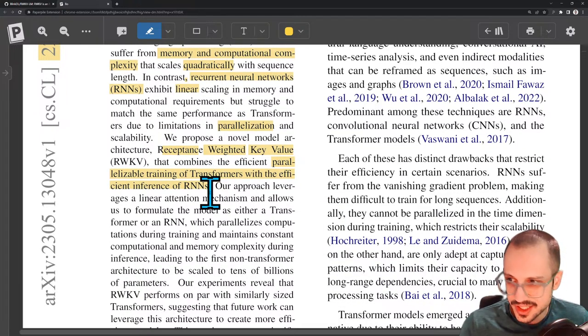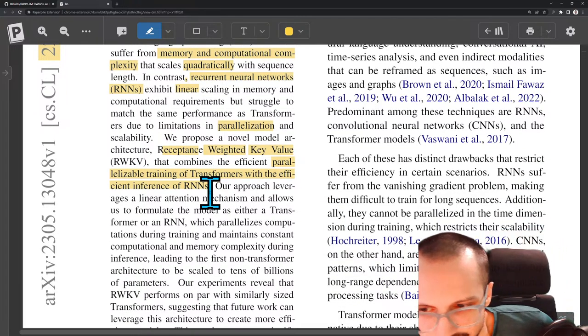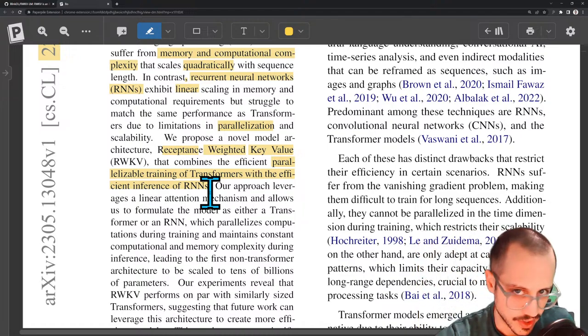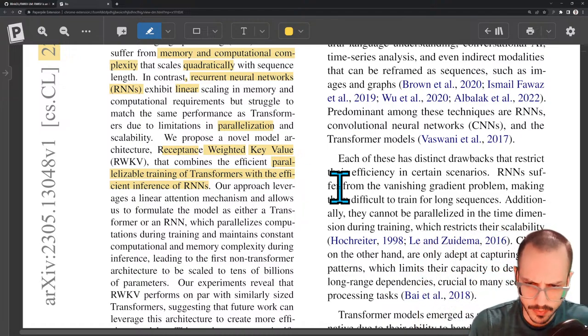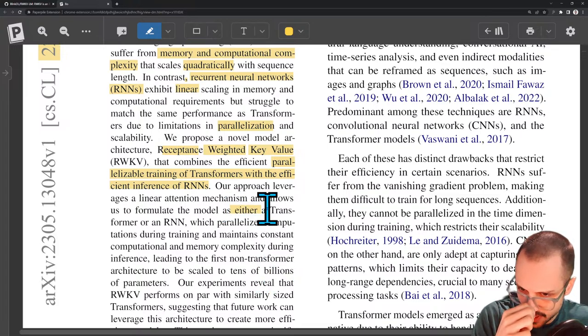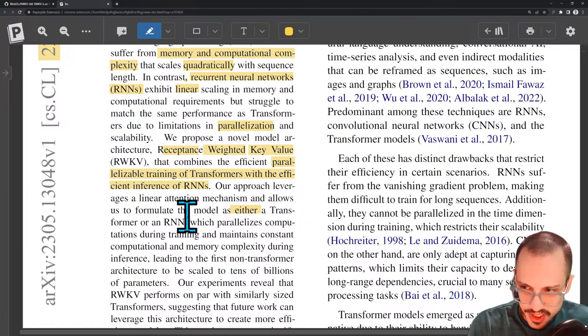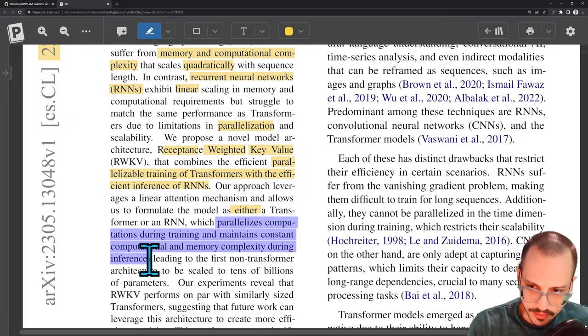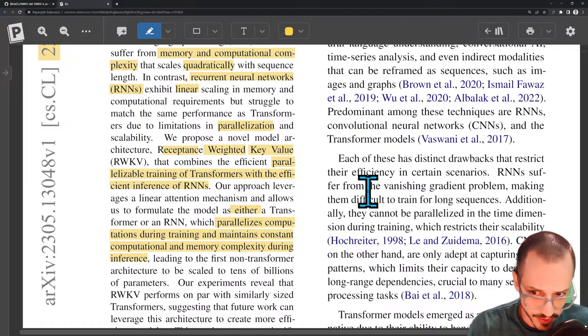Our approach leverages linear attention and allows us to formulate the model as either a transformer or an RNN. Okay, the use of the word either here is a little bit weird. I wonder what that means. Which parallelizes computations during training and maintains constant computational and memory complexity during inference. Yeah, so they're pointing out the fact that the computational and memory complexity is going to change whether you're doing inference or training, and ideally you want good performance on both.